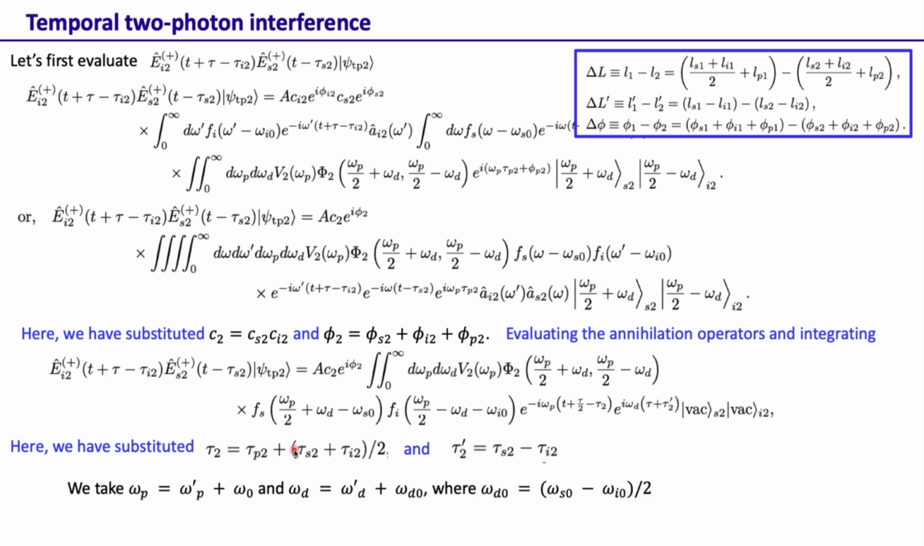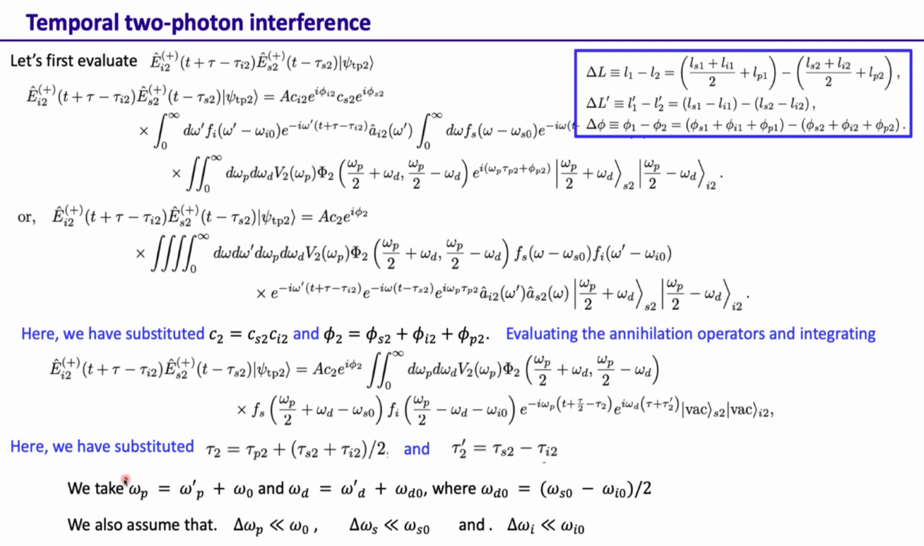Now, in order to evaluate this integral, we'll make a few further assumptions. First we'll make a change of variables. For omega p we are replacing that by omega p prime plus omega p naught, and omega d by omega d prime plus omega d naught. The assumption here is that these fields are centered around omega p naught as well as omega d naught. We also assume that the width of the field, that is delta omega p, is much less than omega p naught, and similarly the width of the signal field is much less than the central frequency omega s naught.